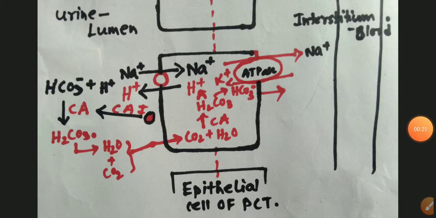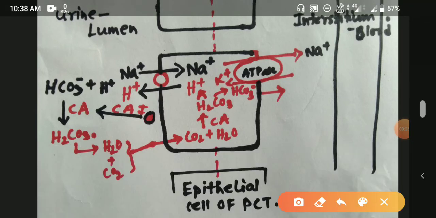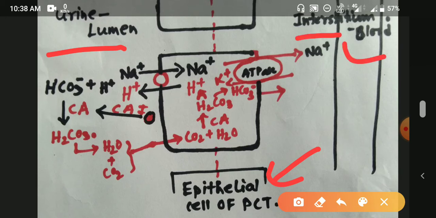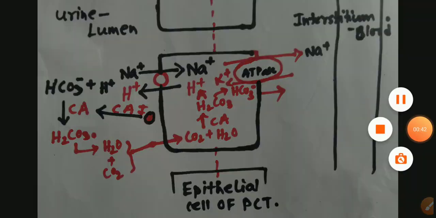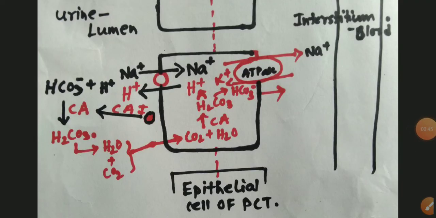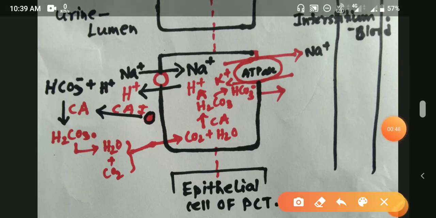As you can see in this image, there is the epithelial cell of PCT, which is this, and on the left side of it there is the lumen of PCT, and on the right side of it there is the interstitium with blood. In normal conditions, the sodium ions move into the epithelial cells of PCT in exchange for hydrogen ion, which is this. The sodium ions move into the PCT and the hydrogen ion moves out from the epithelial cell of PCT into the lumen of PCT.